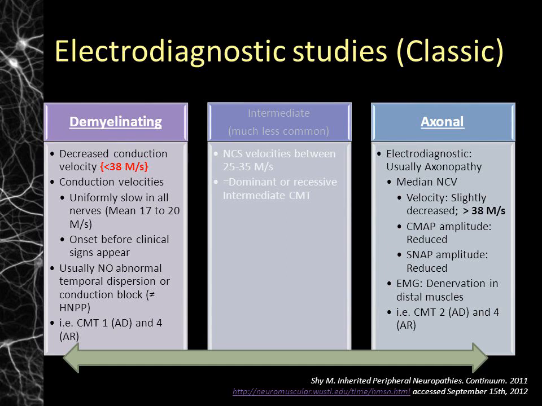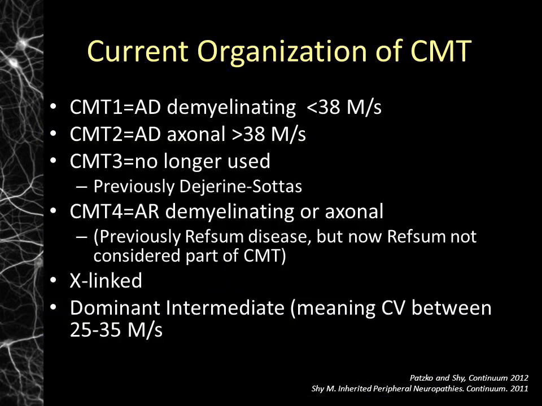http://neuromuscular.wasl.edu/time/hmsn.html accessed September 15, 2012. Current organization of CMT. CMT1 equals AD demyelinating, less than 38 ms. CMT2 equals AD axonal, greater than 38 ms. CMT3 is no longer used, previously Dejerine-Sottas. CMT4 equals AR, demyelinating or axonal.